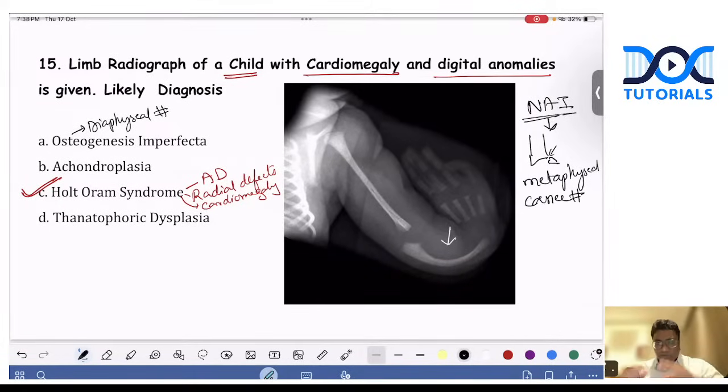When the baby is being shaken violently, you will see the metaphyseal corner fractures in battered baby syndrome or non-accidental injury of the baby. Whereas diaphyseal fractures is a feature of osteogenesis imperfecta. Antenatal fractures will be seen with osteogenesis imperfecta.